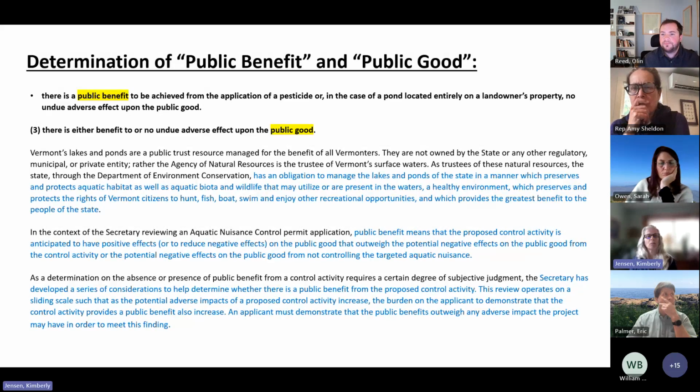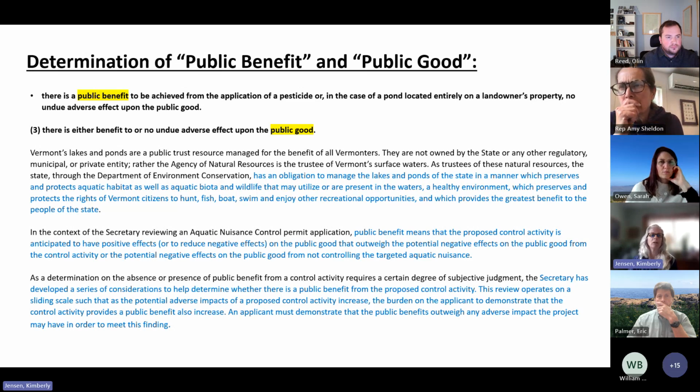Okay, so determination of public benefit and public good. As it's noted in the application or the permit, is there public benefit to be achieved from the application of the pesticide, or in the case of a pond located entirely on a landowner's property, no undue adverse effect upon the public good. And there's either benefit to or no undue adverse effect upon a public good. So those are from the two different permit conditions.